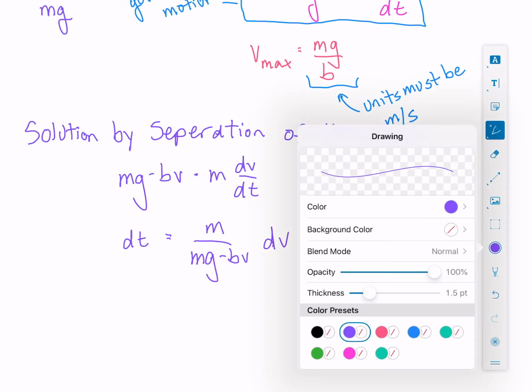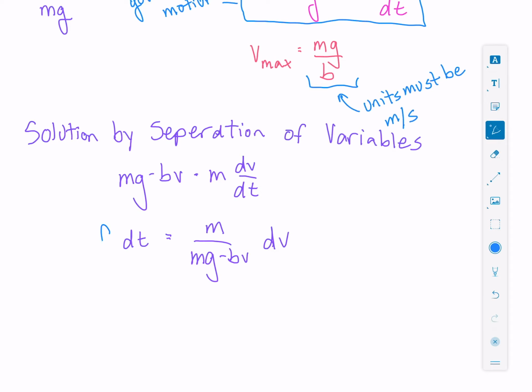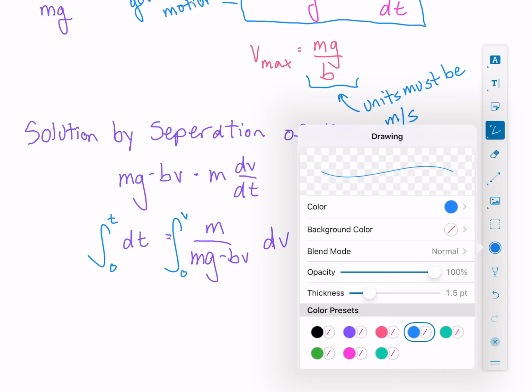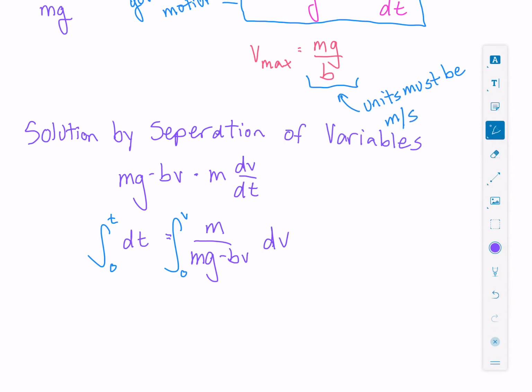Awesome. So now we're at a point where I can integrate both sides. We're going to take the integral, with limits of integration from 0 to some time t and from 0 to some speed v. On the left side, it's nice and simple. The integral of dt is just t, and we're evaluating it from 0 to t, so t minus 0, so we just have t.